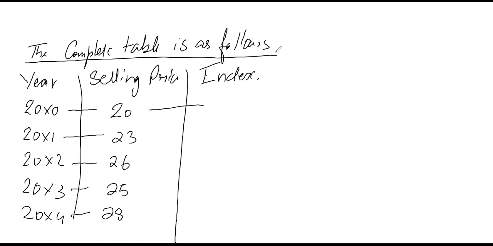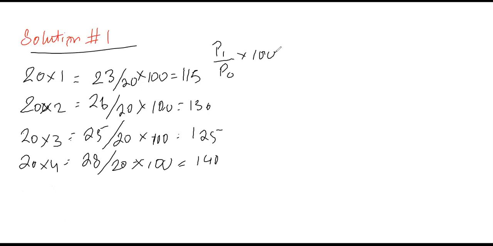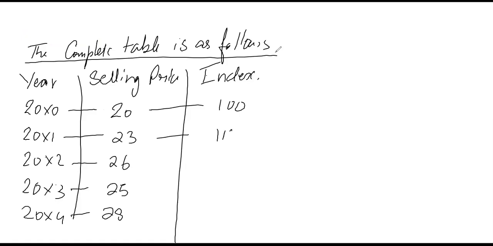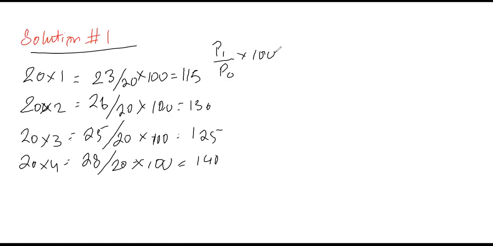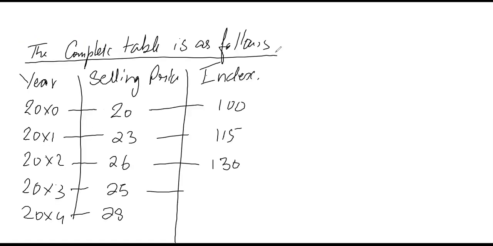So the index for 2000 was given in our question, and we generally assume the index to be 100 because this index is normally denoted in the form of a percentage. Then we have 115, 130, 125, and then 140. Now, what is the real depiction of this situation?